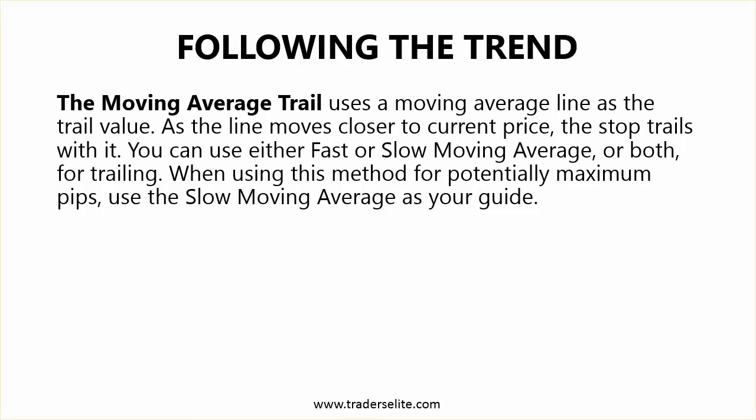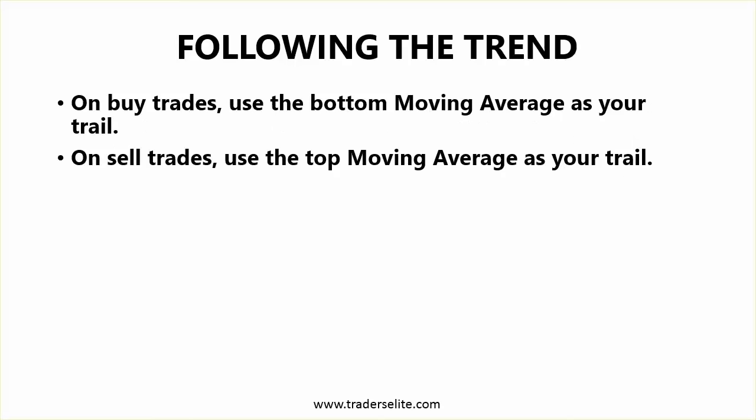You can use either the fast or slow moving average, or both for trailing if you do have two positions open or more. And when using this method for potentially maximum pips, use the slow moving average as your guide. So on buy trades, use the bottom moving average as your trail, and on sell trades, use the top moving average as your trail, in the case of a slow moving average.